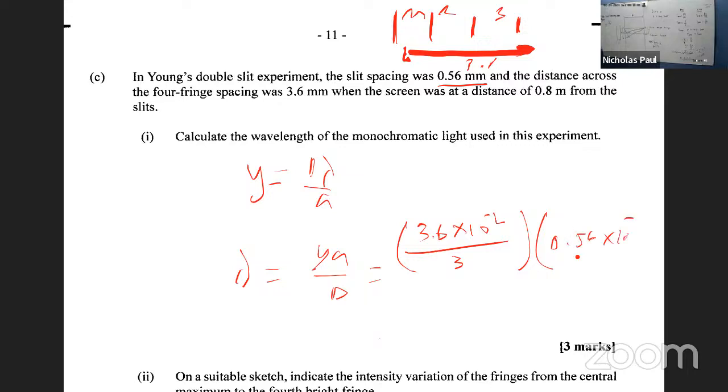0.56 by 10 to the minus 3. And D is how much? So we got lambda to be 8.4 by 10 to the power minus 7. For those who are lost there, what is that in nanometers? 800.